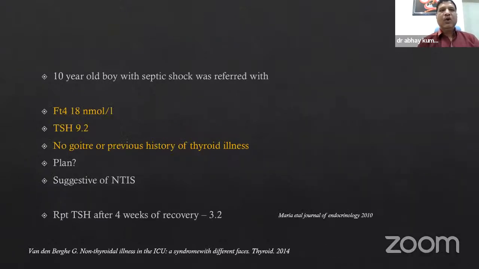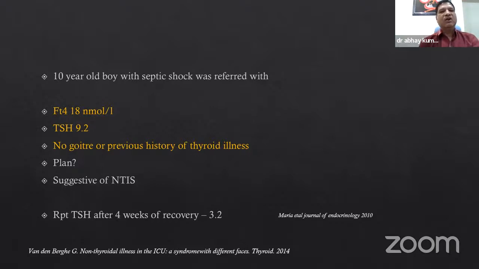Another person, a 10-year-old boy, septic shock, referred. FT4 is 18 nanomole per liter, TSH is 9.2. There is no goiter and no history of thyroid illness. What is the plan? This is called sick euthyroid syndrome or non-thyroidal illness syndrome. Usually in this case, there is no need of giving any thyroid replacement. You just wait and help the patient, give antibiotics, help the patient recover from the septic shock.